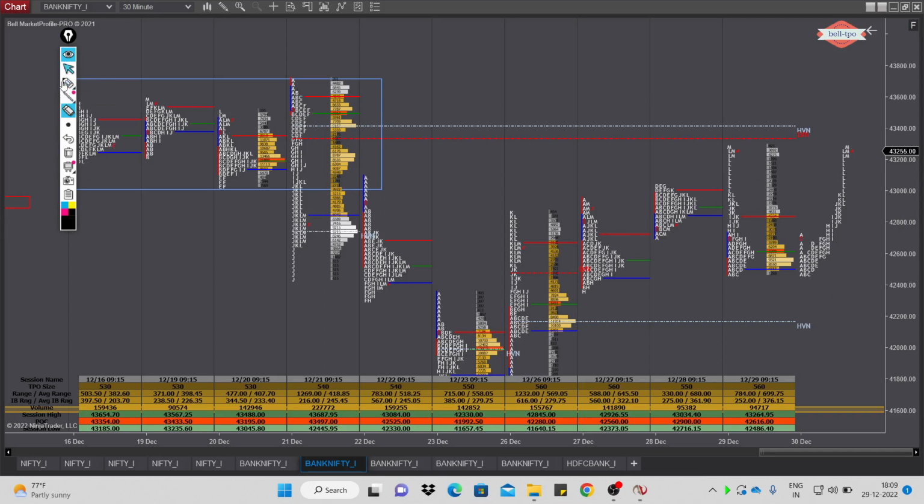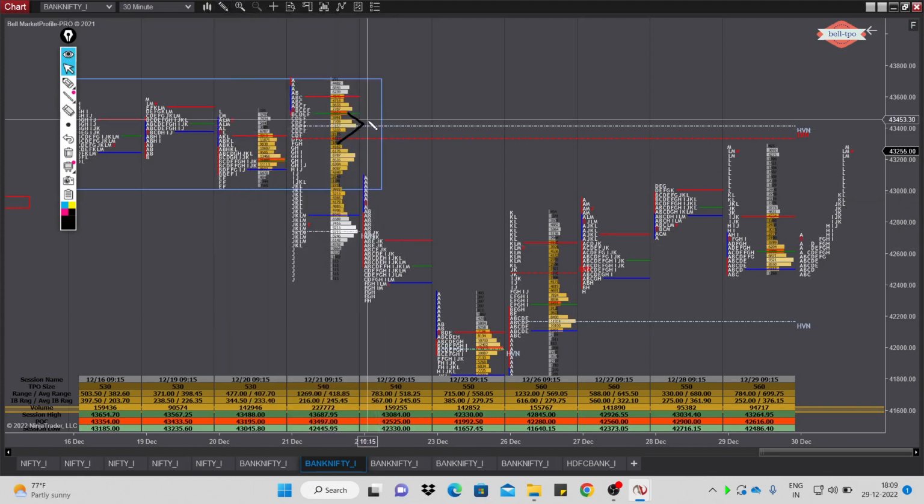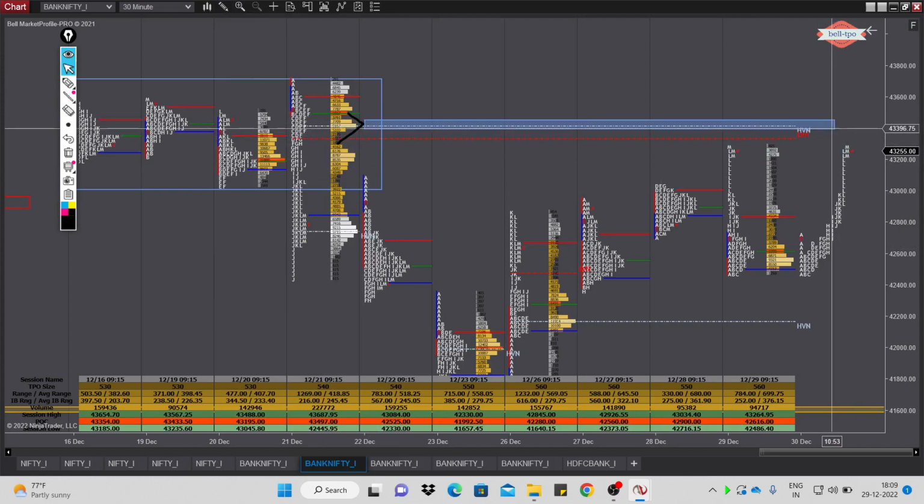So if we want to look at zones which are very important, again this HVN. Let me mark this. Give me a minute. Yeah, this zone, somewhere around 43,400.